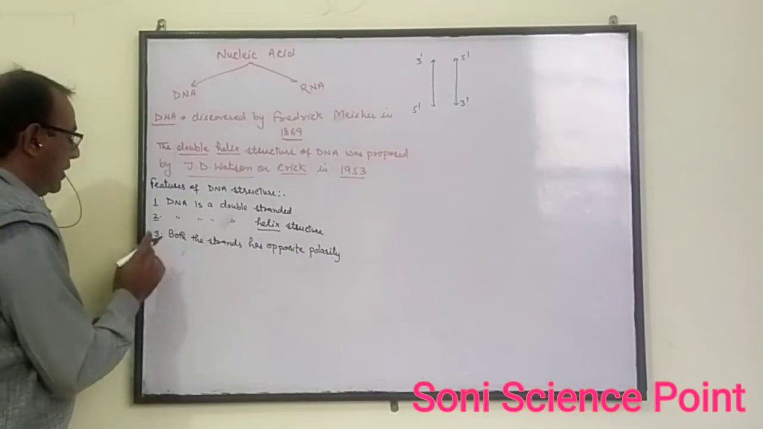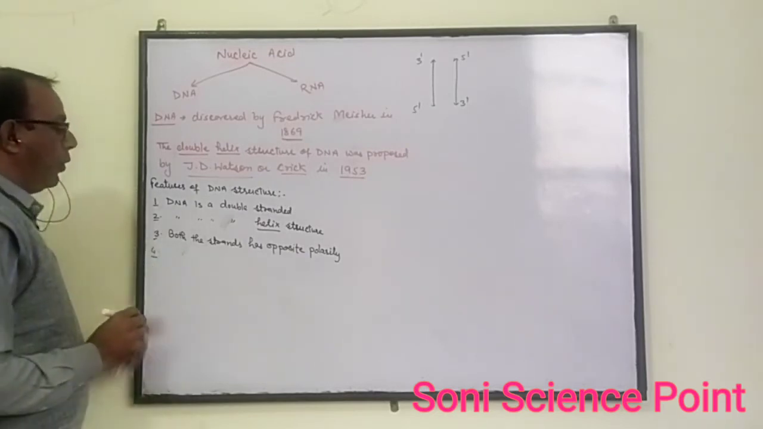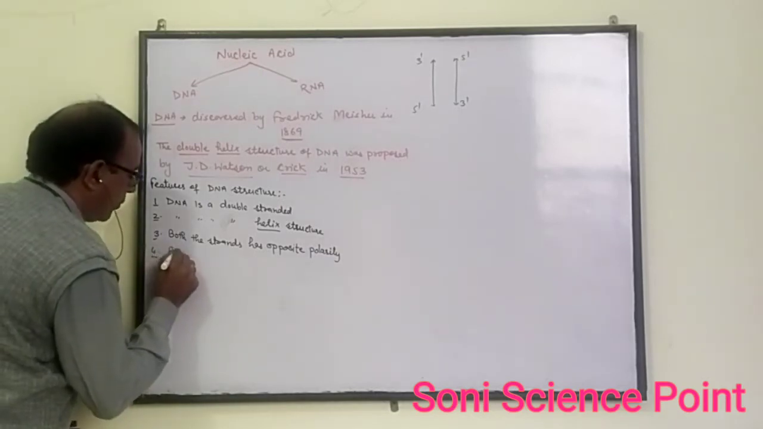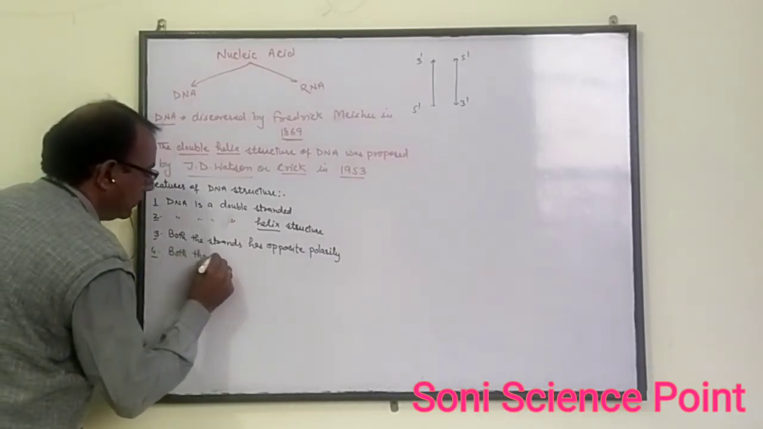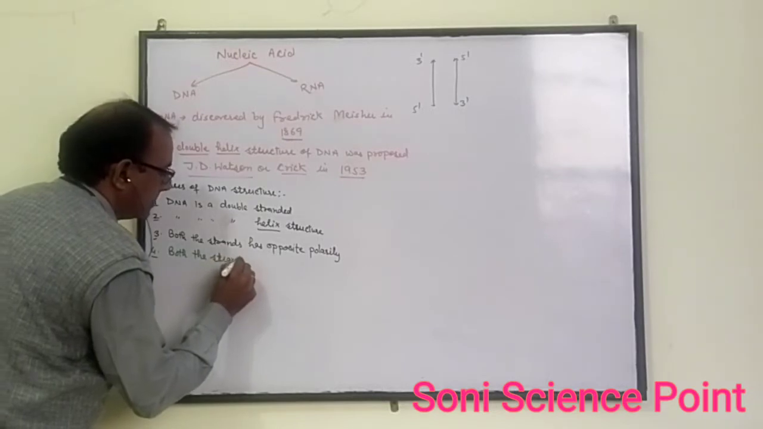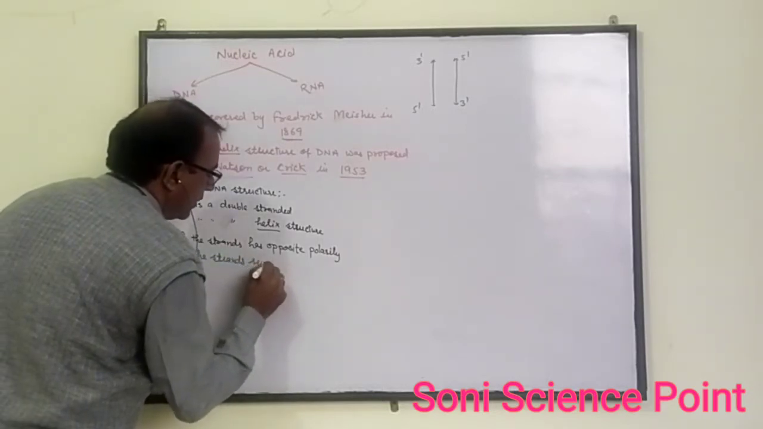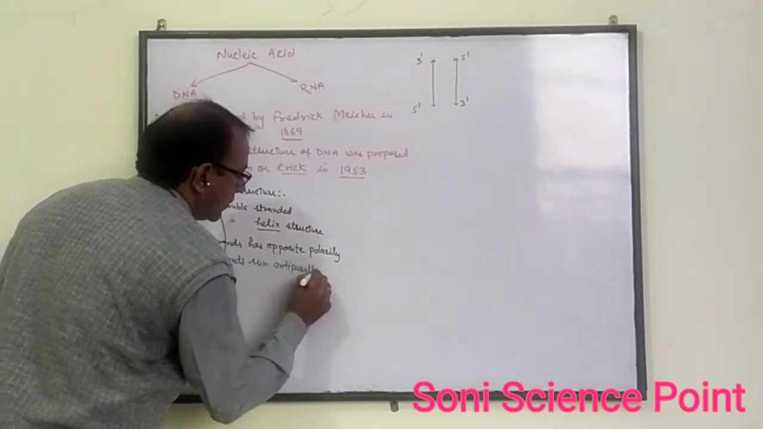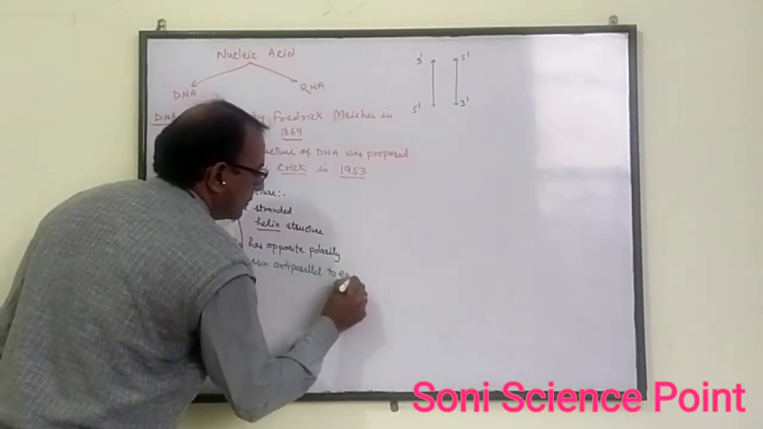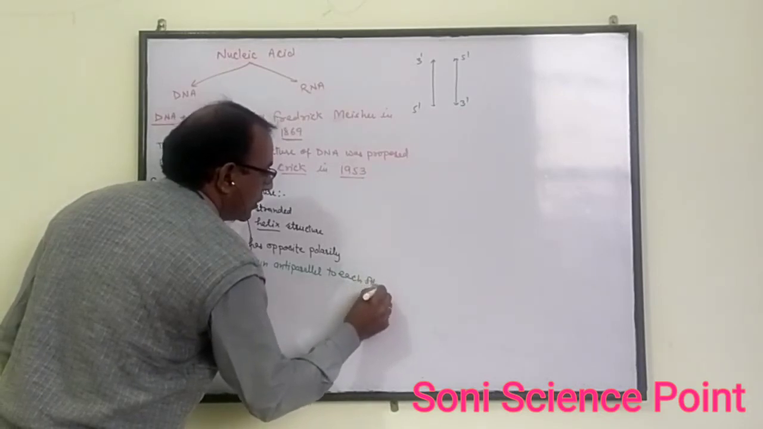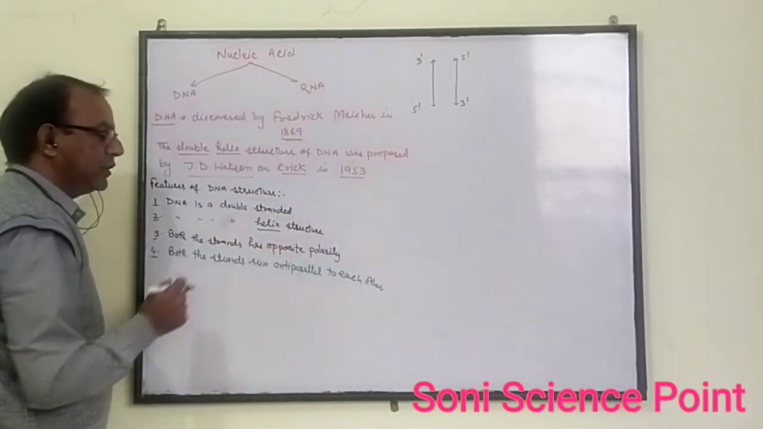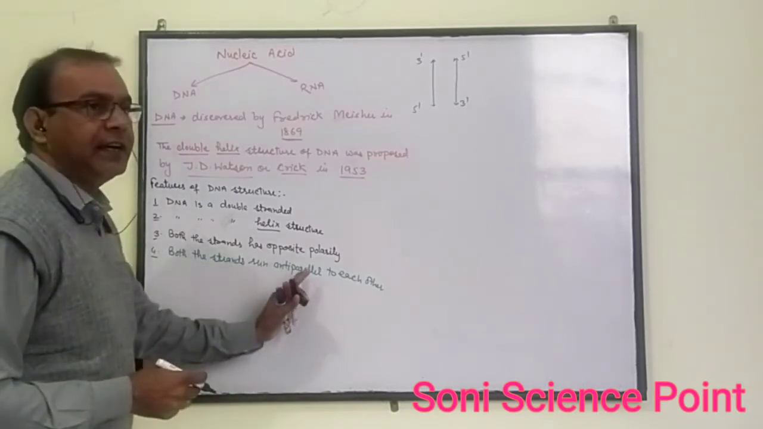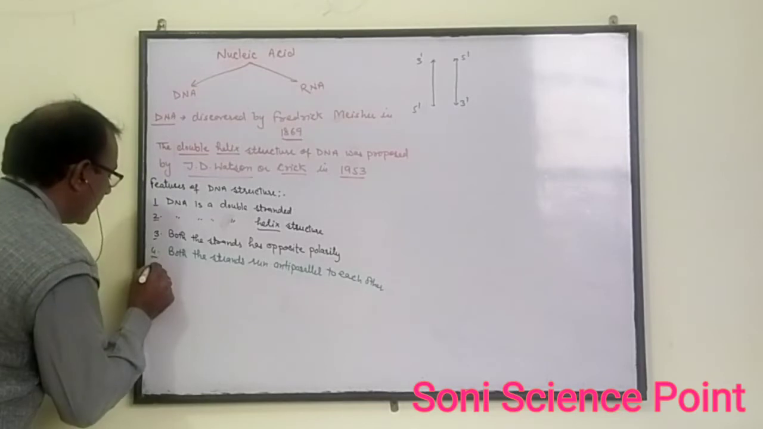These are the features. Next, both strands run anti-parallel to each other. How? Because we know that both the strands have opposite polarity. Opposite polarity means that both the strands are anti-parallel to each other.